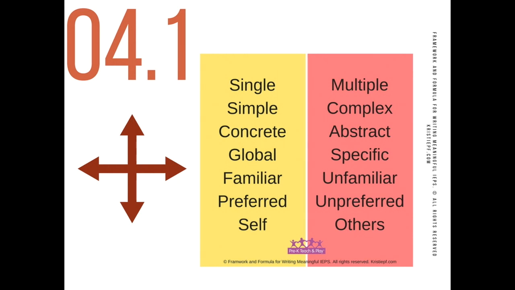And so anytime a child is struggling or their development has stalled, if we can just pull or zigzag a little over to the left, so take something that's multiple and make it single, take something that's complex and make it simple, certainly take something that's unpreferred and make it preferred, might show that we can jumpstart development. So this zigzag process is a way to think about various decisions that we make.